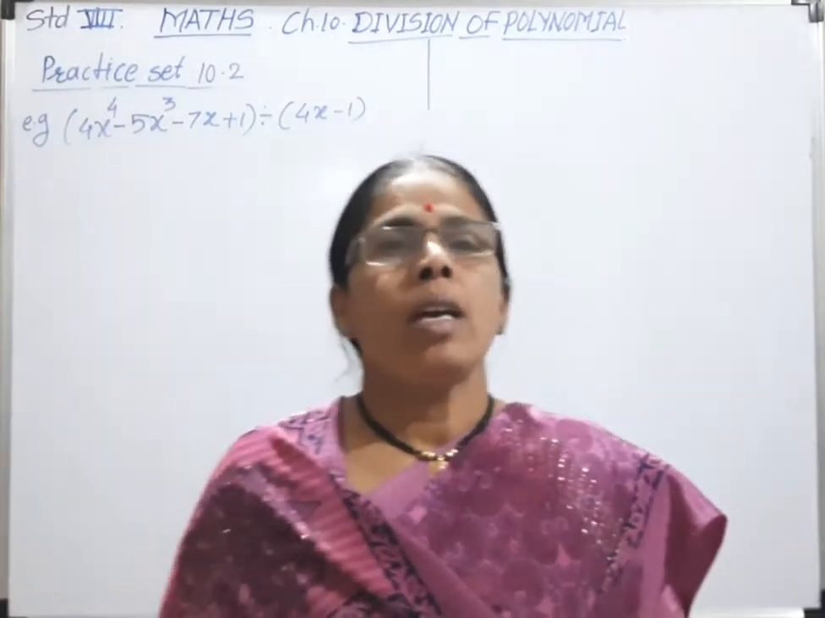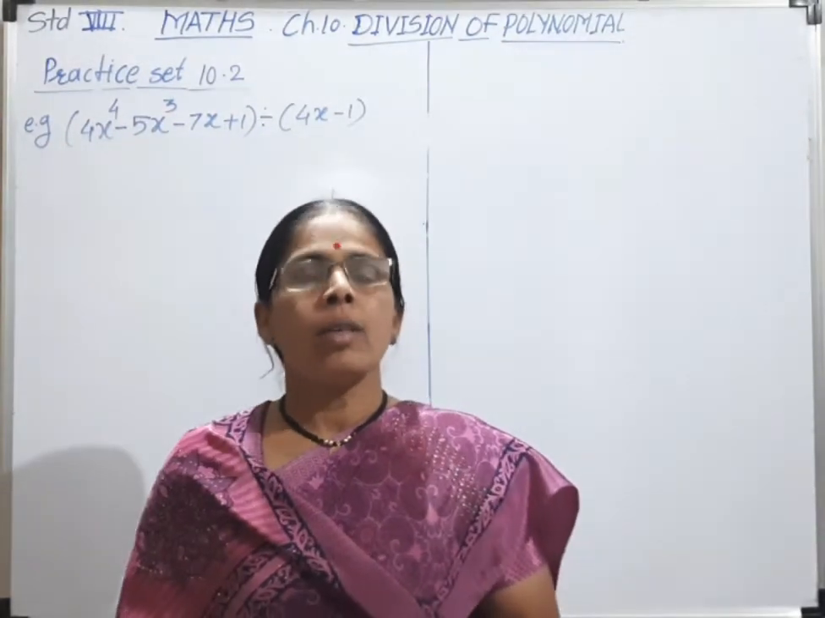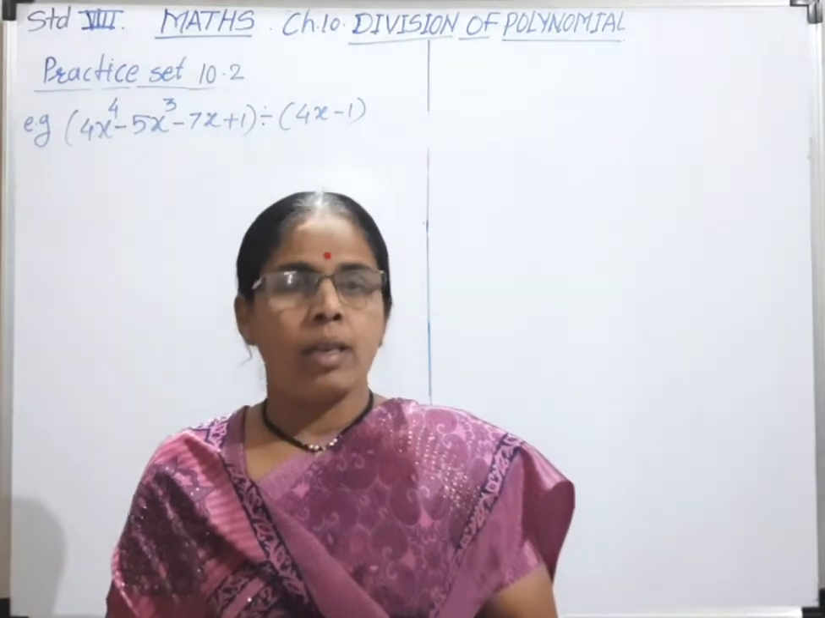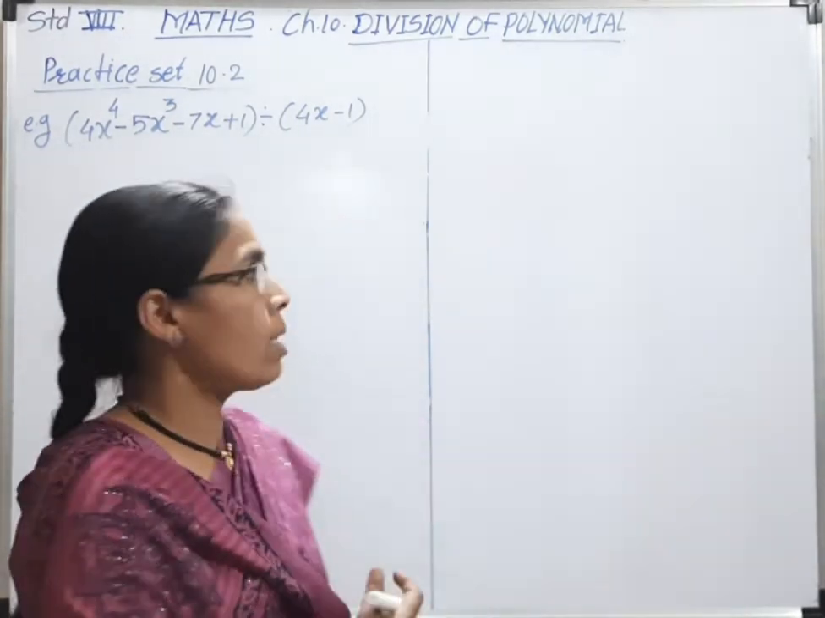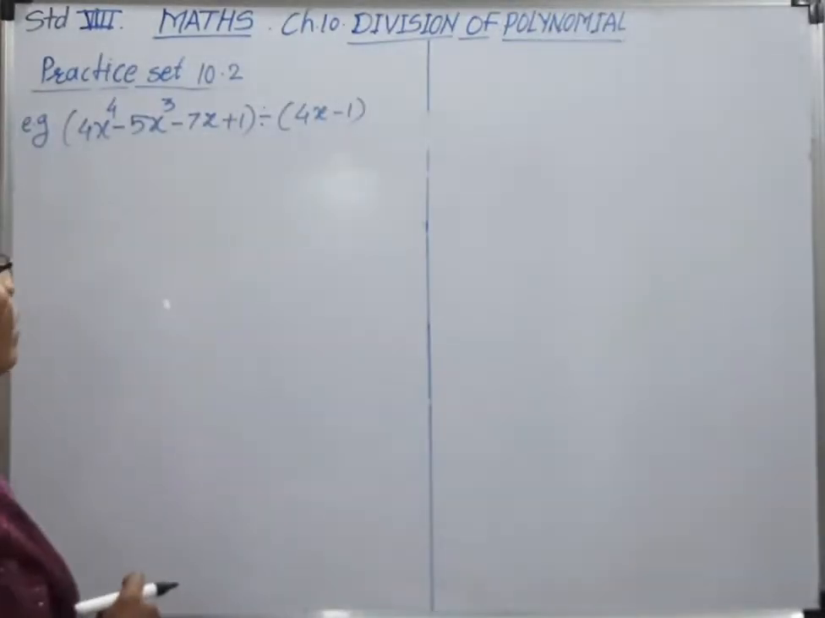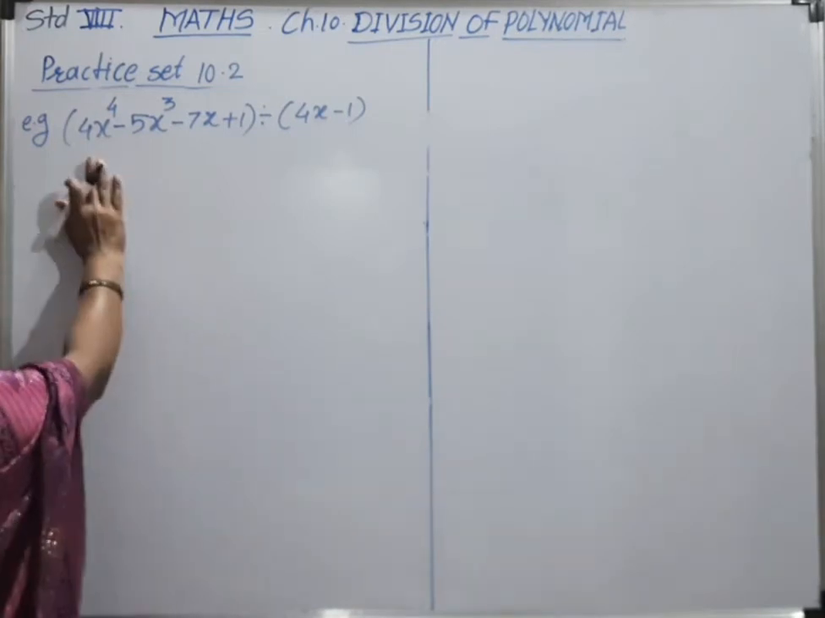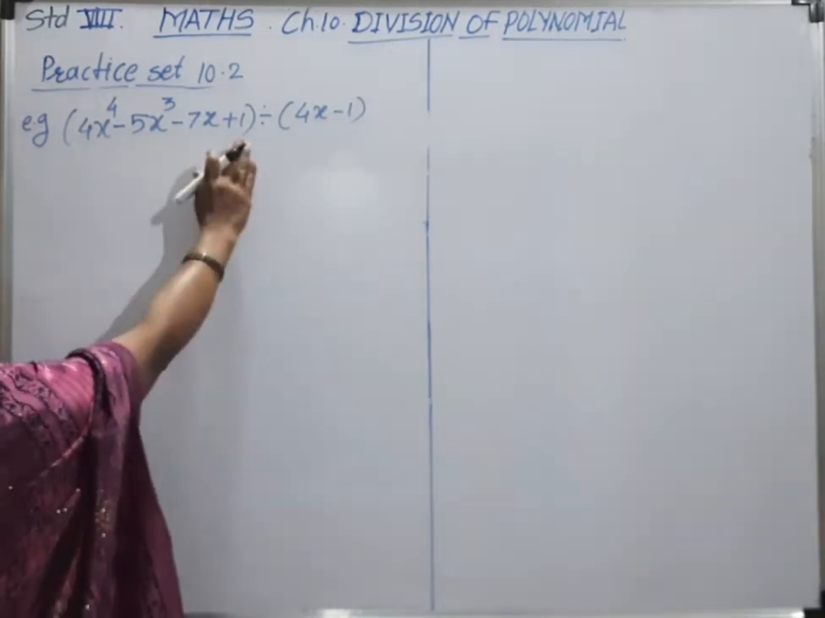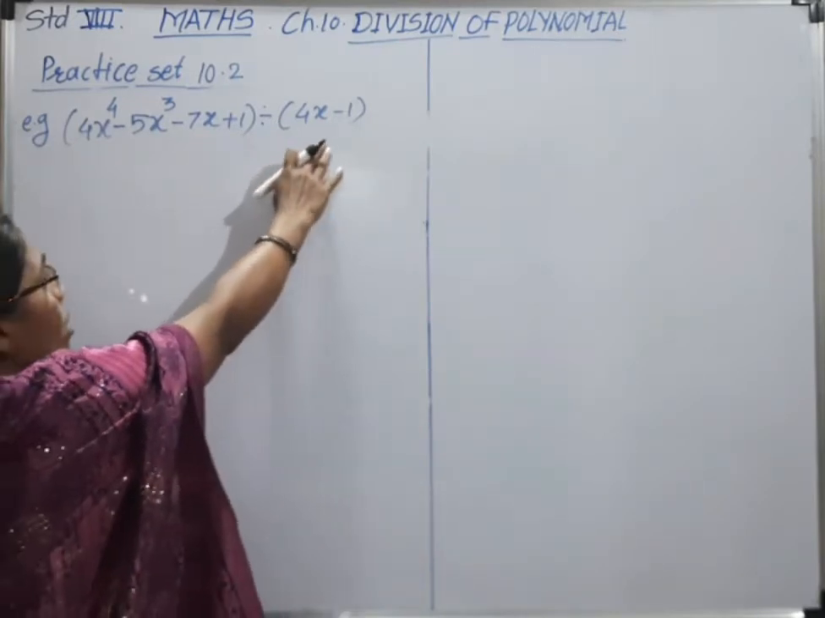Hello students, in this video we are going to learn how to divide a polynomial by a binomial. I am taking one more example here from practice set 10.2. This example is 4x raised to 4 minus 5x cube minus 7x plus 1 divided by 4x minus 1.